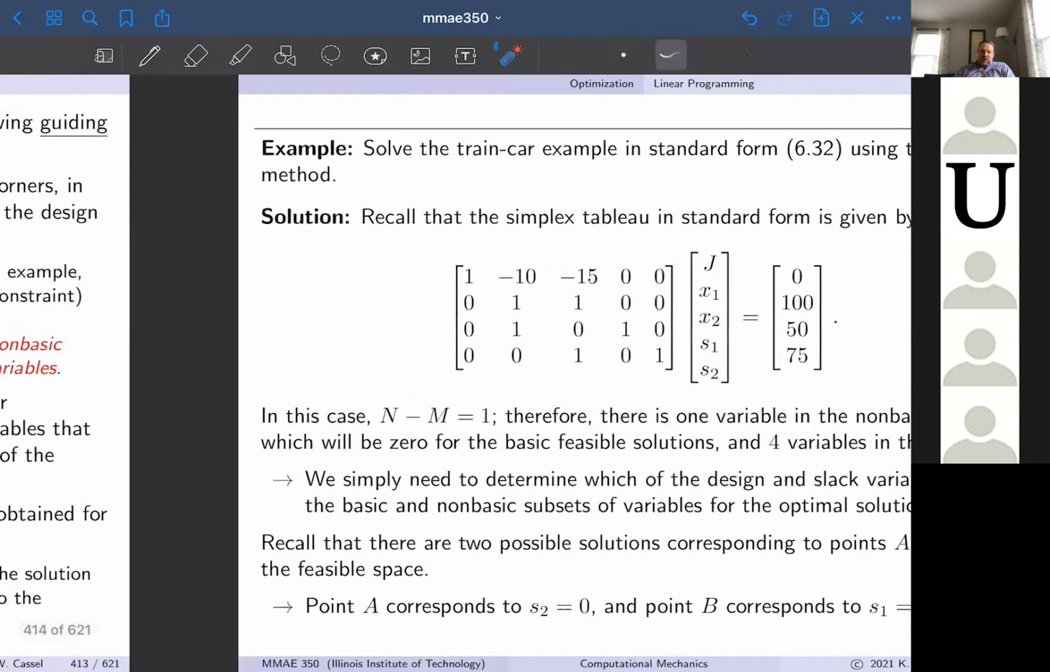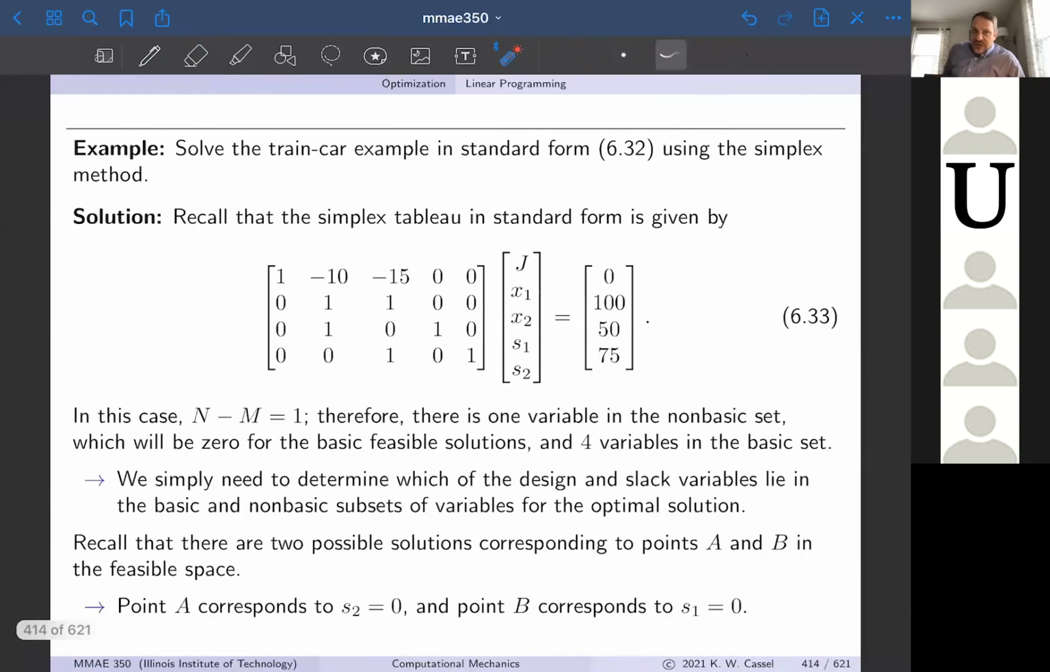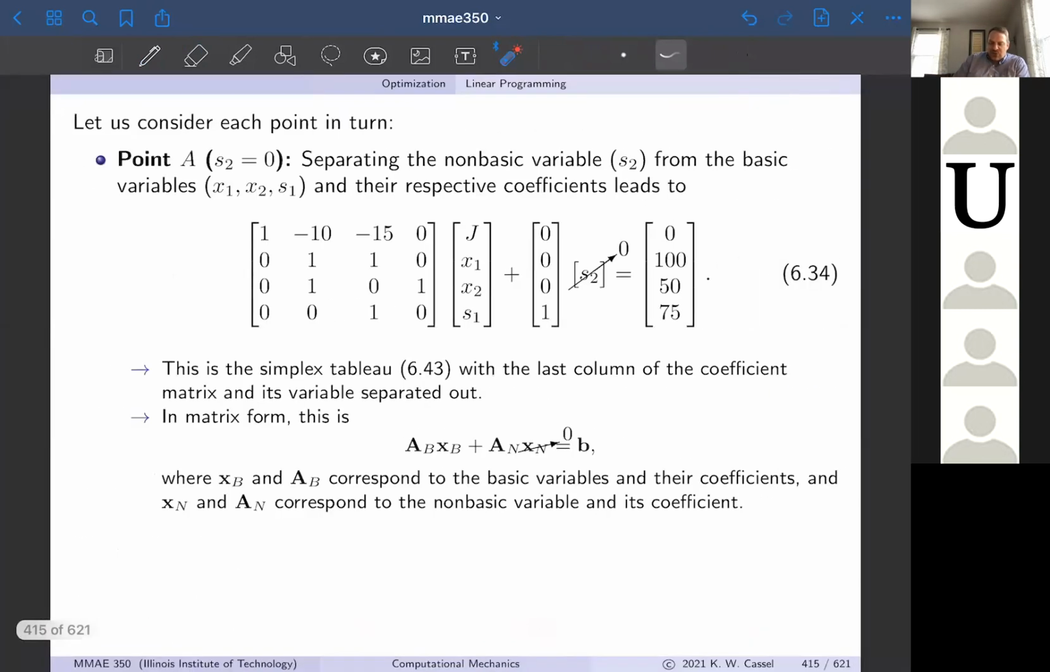All right, so let's take a look at each of those cases in light of the guiding principles that we just outlined. Point A corresponds to S2 equal to 0. Point B corresponds to S1 equal to 0. Let's look at each point one by one. So let's look at point A, which is on the top there where S2 is equal to 0. We'll separate out the non-basic variable, which in this case is S2, because that's equal to 0, from the basic variables, which are the non-zero ones: x1, x2, and s1.